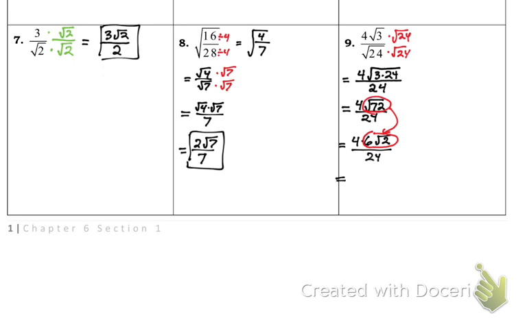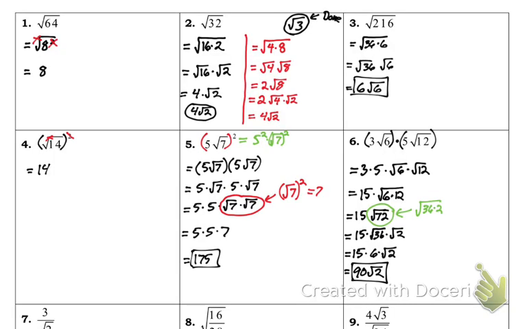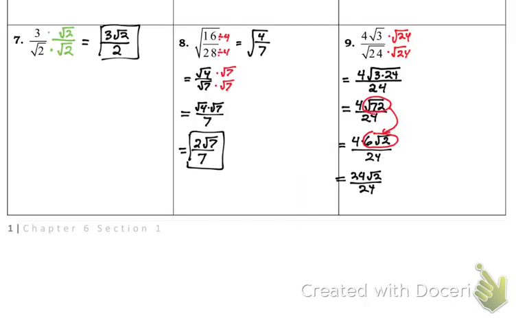4 times 6, that's 24. Wait, 4 times 6. Yeah, 4 times 6. Because this 6 came from when I broke apart that square root of 72. If you look right above it, the square root of 72 breaks down into 6 square root of 2. So I skipped a couple steps. So we have 24 over 24, which will cancel out because our numerator is all multiplication. So this just breaks down to square root of 2. This is why you lose points if you don't simplify. I don't know about you, but this is a lot harder to deal with than square root of 2.